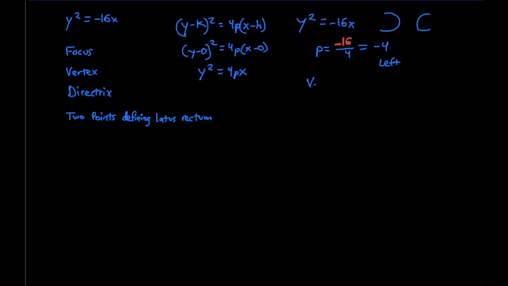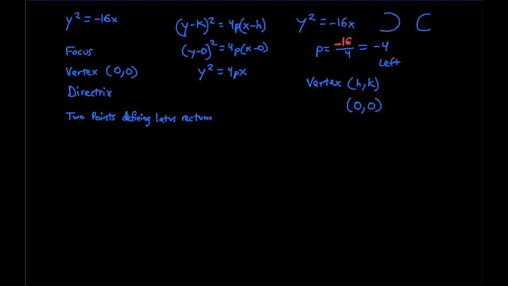Now, the vertex here, this is another case where you'd have h and k. And we saw that they're both zeros in this case because we don't see any numbers in the parentheses with either x or y. So then you'd say that the vertex is 0, 0. You'd want to find the vertex before you find the focus. So we found the vertex here. From that, you want to find the focus and then the directrix.